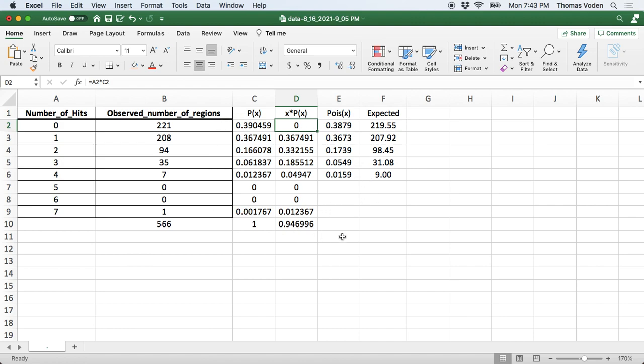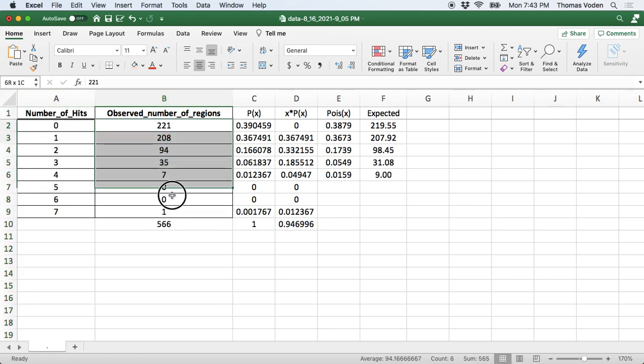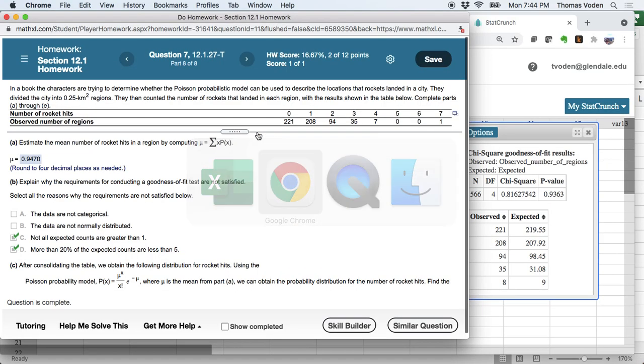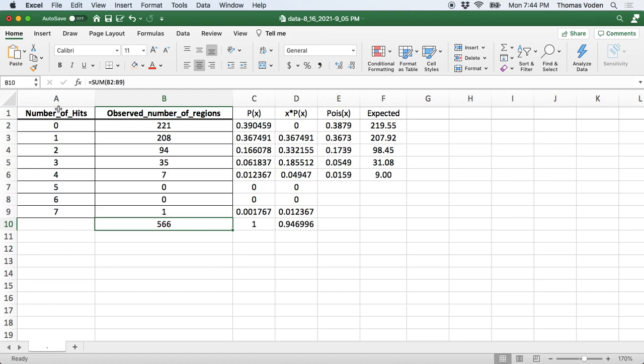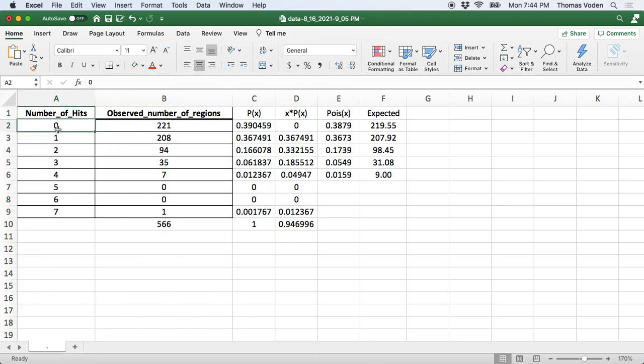So I'll work through this whole thing as we go, but the data set that we're given is here. What I've done down here is just add up the total number of observations. So we know there are 566 regions, so those are observations. And I needed to compute the probability of x in order to compute this formula. Well, the x is the number of hits, so that's the variable in question, and b is essentially the frequency, the number of times we've observed that value of x.